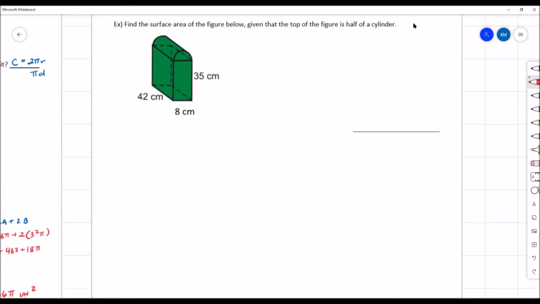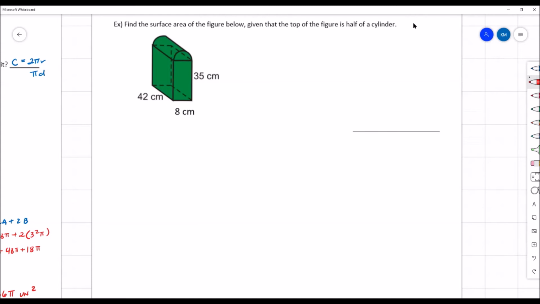Last one here is a composite figure. It says find the surface area of the figure below, given that the top of the figure is half of a cylinder. So what we have here is a prism and a cylinder kind of mashed together. It's going to be up to us to think outside of a formula, or at least past a formula, because it's not going to just be like, hey, the formula when you have half a cylinder and half a prism is this, right? So we have to think a little bit more critically about how we find all of these surface areas.